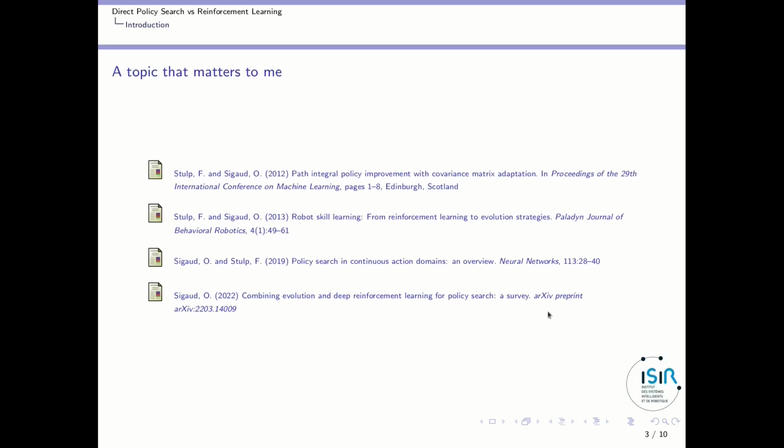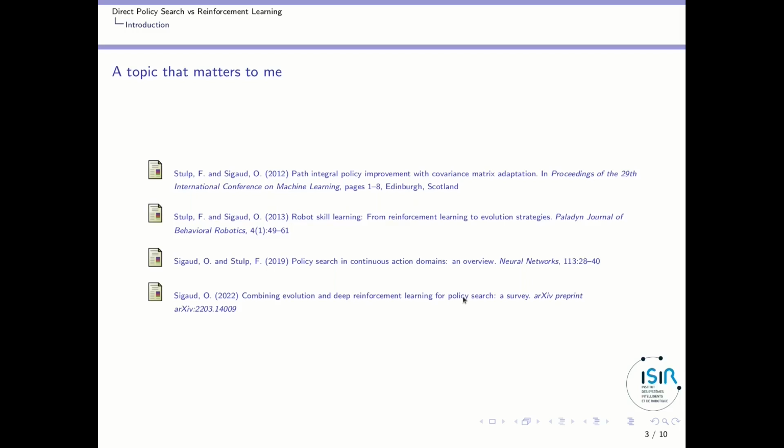Before going further, let me say that this is a topic that matters a lot to me because I have published on this topic since a long while. So the first paper about this was together with Rex Dulp, where we compared covariance matrix adaptation methods and some path integral, which are reinforcement learning methods, and showed that they had some common core. And then we went further in these comparisons. We wrote together an overview of policy search presenting both views. And finally, much more recently, I have also written a paper about the methods that combine evolutionary methods or direct policy search methods and deep reinforcement learning methods for policy search.